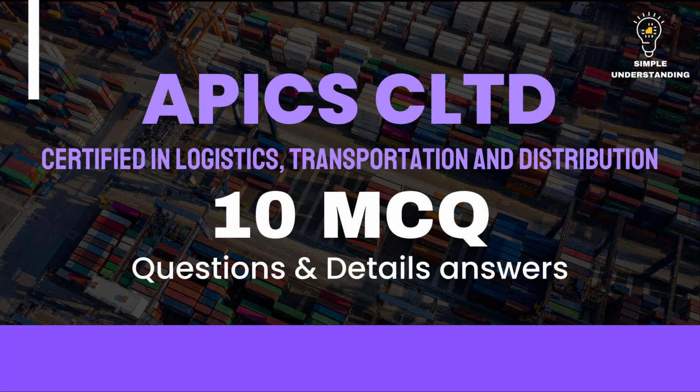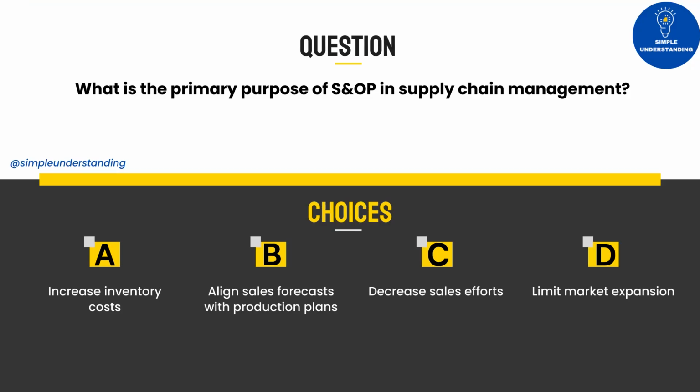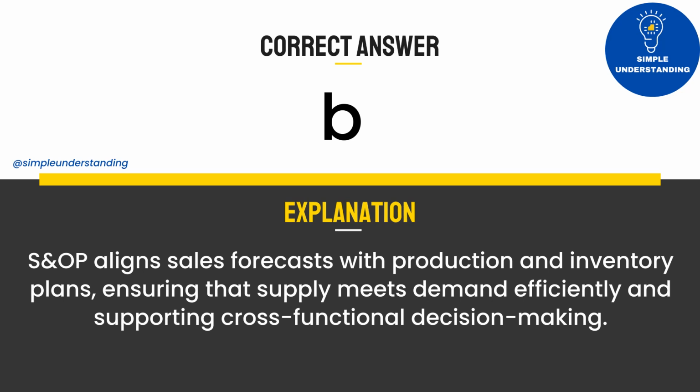1. What is the primary purpose of S&OP in supply chain management? A. Increase inventory costs. B. Align sales forecasts with production plans. C. Decrease sales efforts. D. Limit market expansion. Answer: B. Explanation: S&OP aligns sales forecasts with production and inventory plans, ensuring that supply meets demand efficiently and supporting cross-functional decision-making.